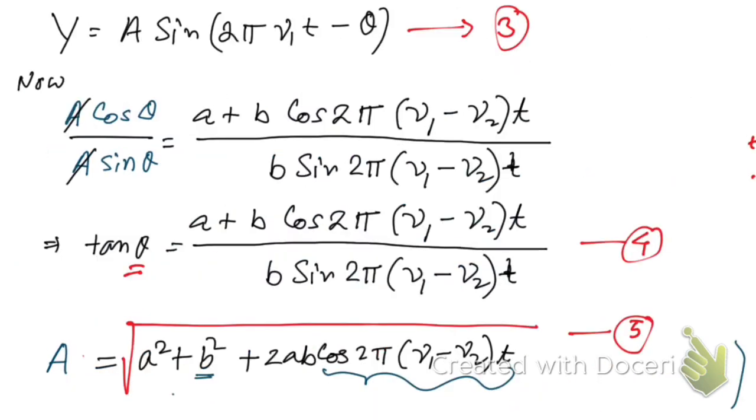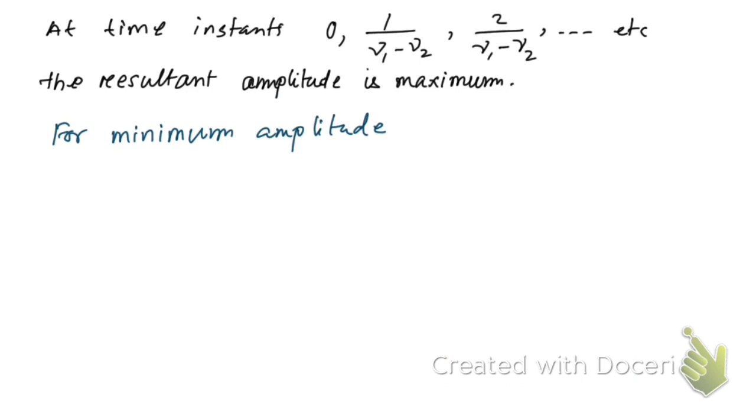From equation number 5, you see, this will be minimum when this quantity will be negative, and that will be obtained by taking this one equal to minus 1. Now you see, cos 2 pi (nu1 minus nu2) t will be -1 when we get (2n plus 1) into pi.